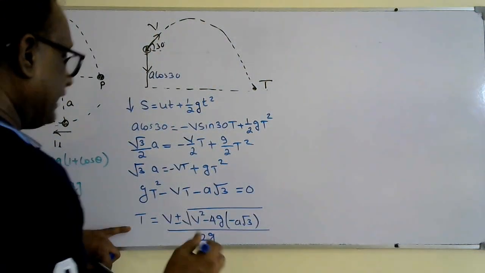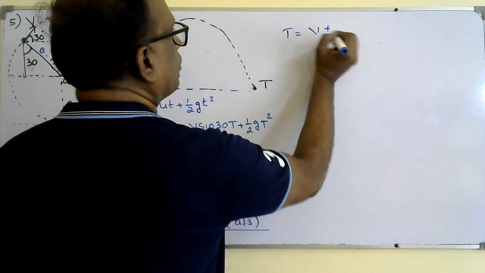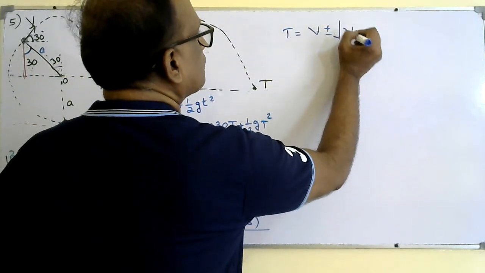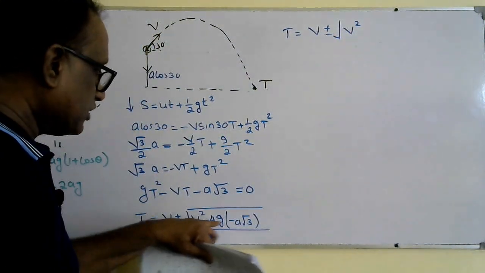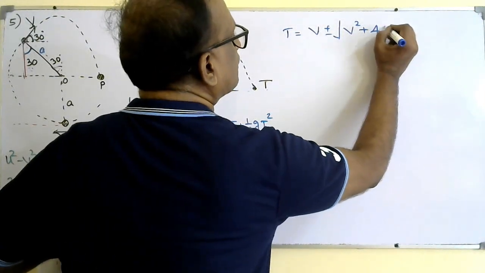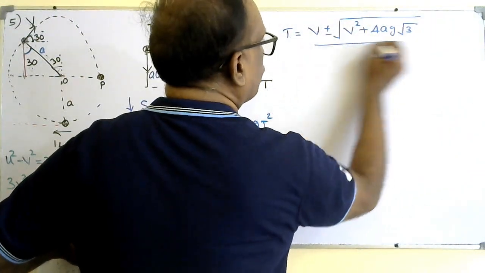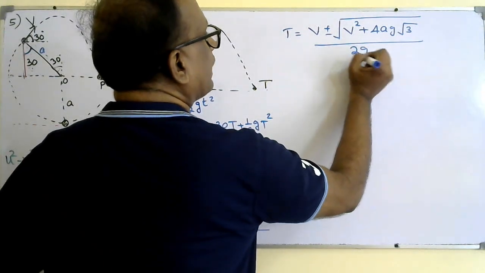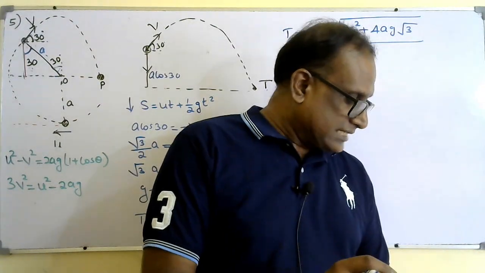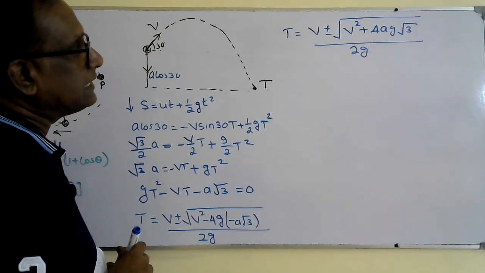So we'll try that. So t is going to be v plus or minus v squared, minus into minus plus 4ag into root 3 over 2g. Okay, but the question, the answer is very simple, t equal 2v over g, but we are not getting that, 2v over g.